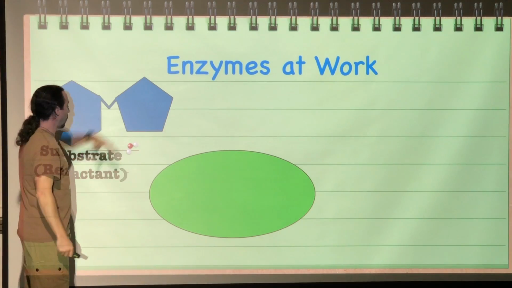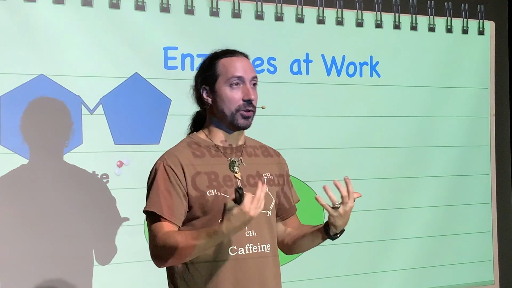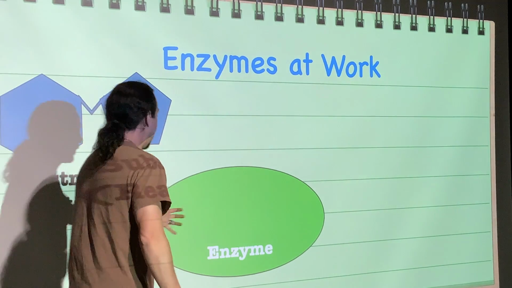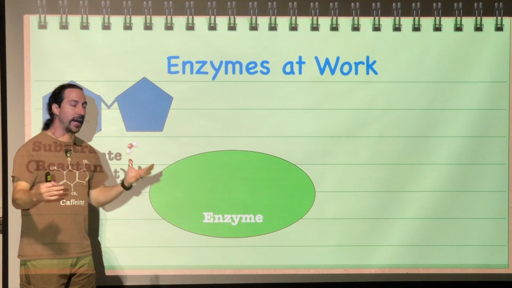So how does this all work out? Well, first off, we have our reactant, which we will be calling the substrate now. The substrate is the reactant. They are an interchangeable term. So we have our substrate and we have our enzyme. Now the substrate and the enzyme are obviously going to have to interact.